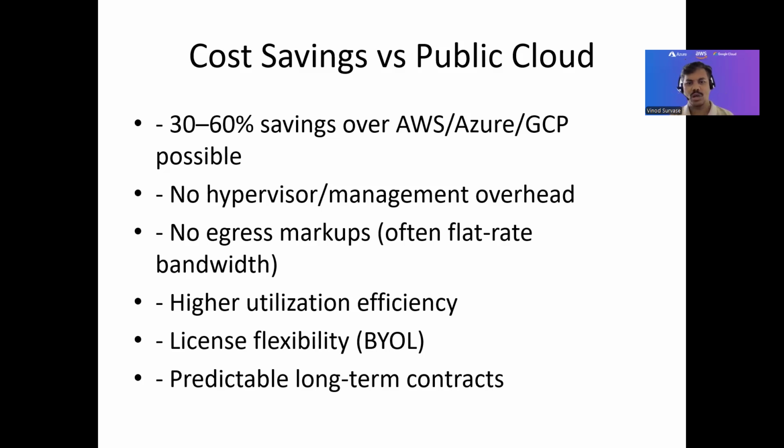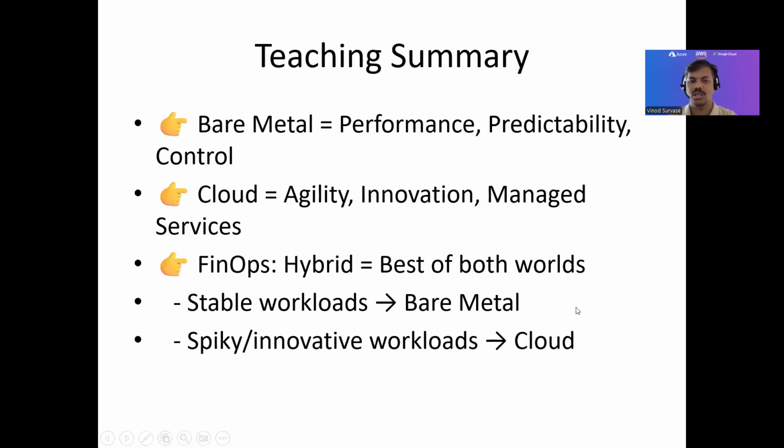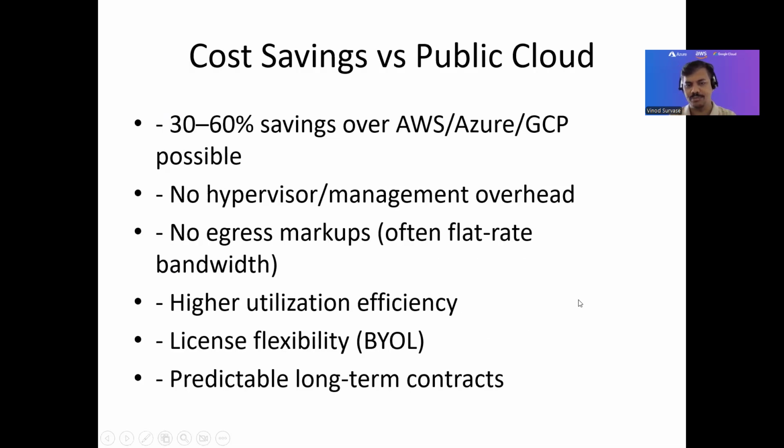There is no hypervisor or management overhead, and often no egress markups, which means a flat rate for bandwidth and everything, and higher utilization efficiency, since whatever we spin up is built in-house. And the licensing flexibility means bring your own license and predictable contracts, right? Whatever services or systems we leverage will be utilized for the same purpose. So that's how it is going to be.